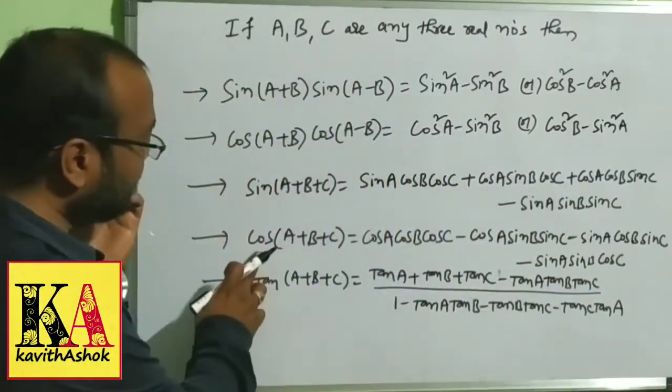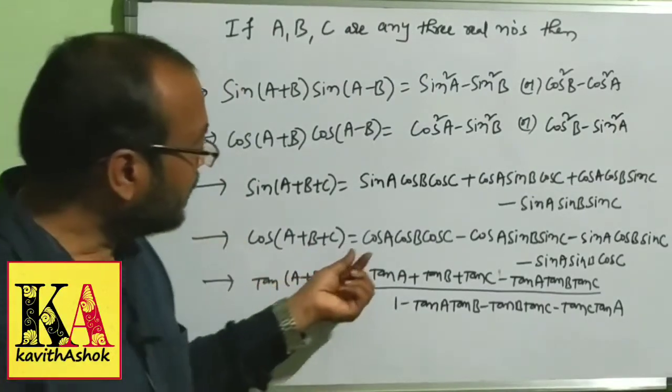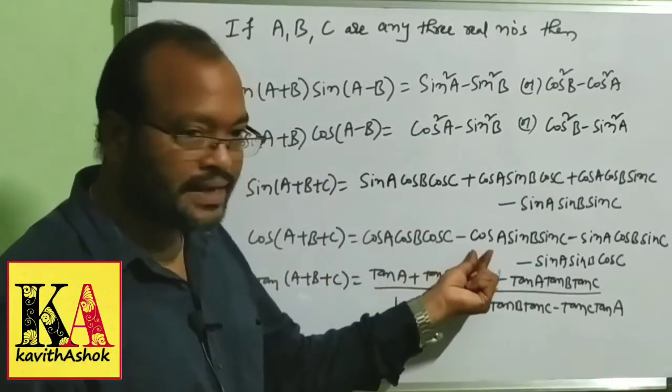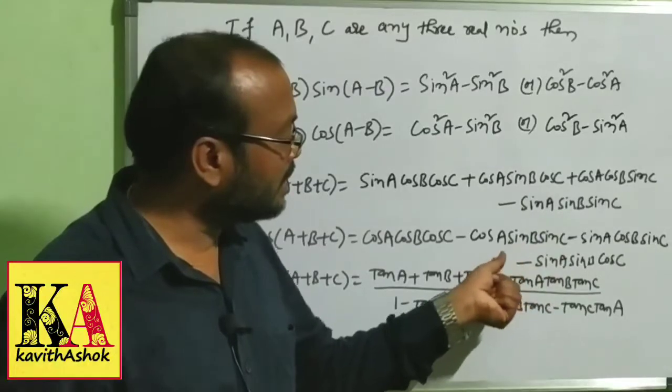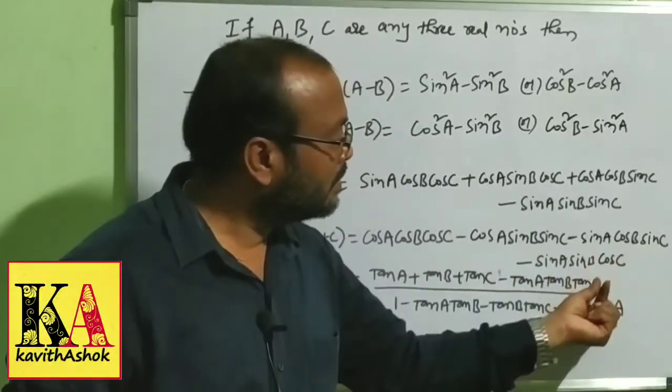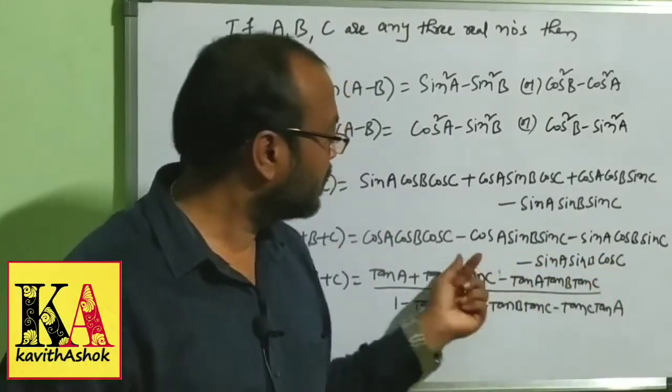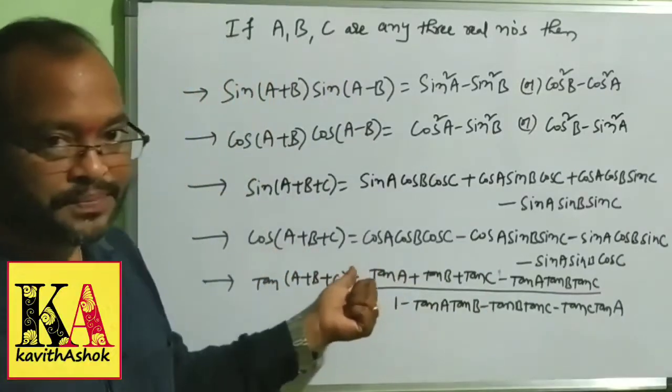In the same manner, cos of A plus B plus C is equal to cos A cos B cos C. First cos A will come, then sin B sin C, and cos B will be in the middle and cos C at the end. Okay. This is the formula for cos of A plus B plus C.